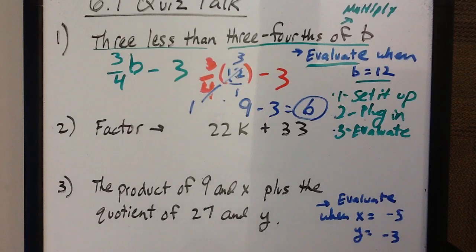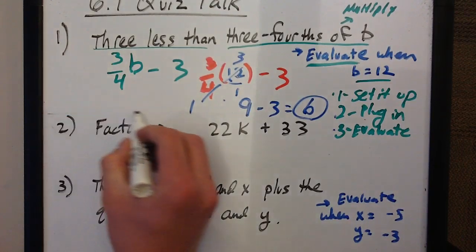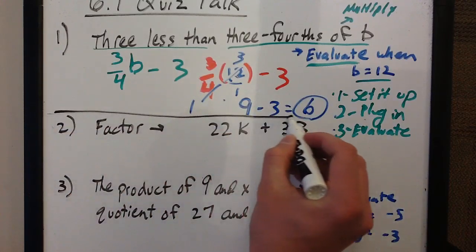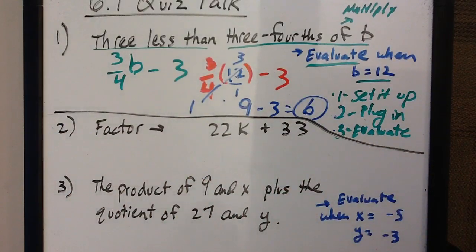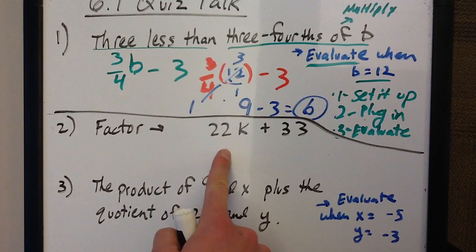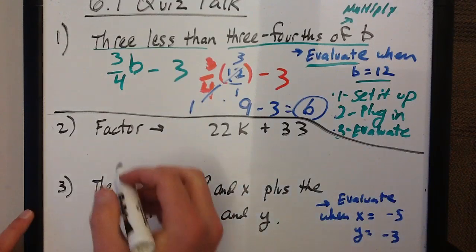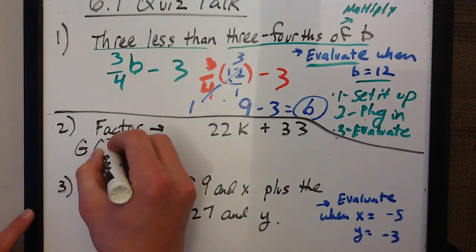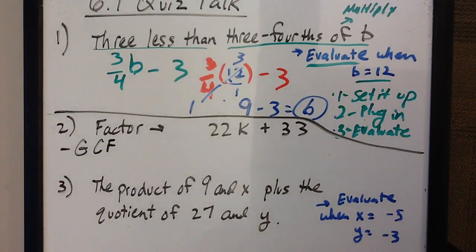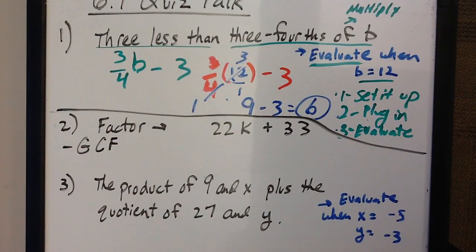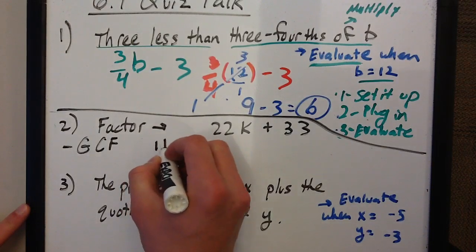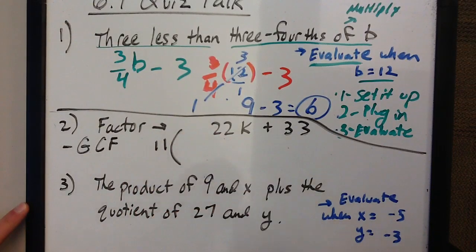Number 2. Number 2, you're supposed to factor that expression. It says 22k plus 33. Now, when you factor this, remember factoring is like taking things apart. We need to pull out what 22k and 33 have in common. So we could say the greatest common factor. The greatest factor that both 22 and 33 have in common. Well, that greatest factor is 11. Because 11 can go into 22 and into 33.